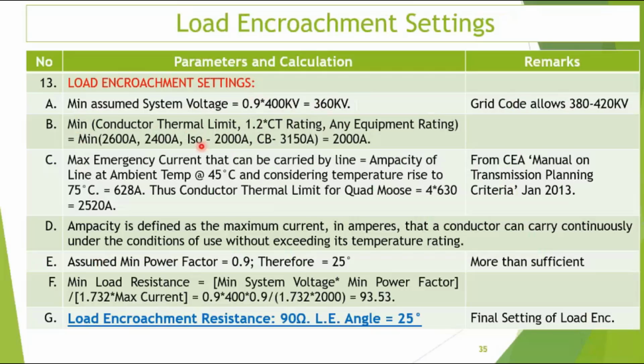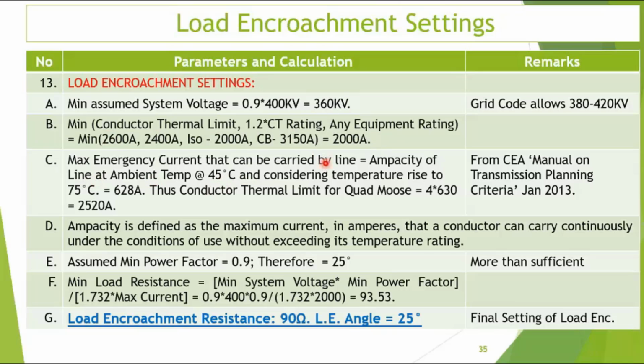The isolator was rated at 2000 ampere. The conductor was more or less 2000, quad moose, 600 into 4. The conductor rating is written over here. How do you see this? Around 2600 ampere the conductor would have taken, but the isolator can only take 2000 ampere. The breaker was much higher, so 2000 ampere has been taken as the line limit. Continuously, the line can handle 2000 ampere.